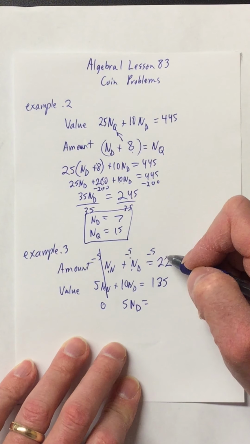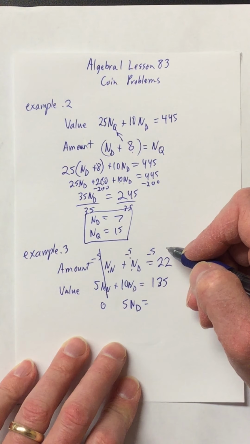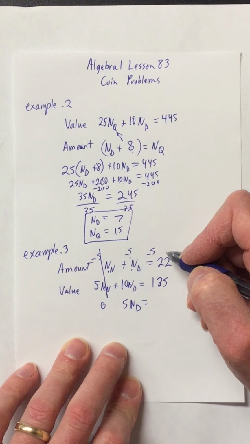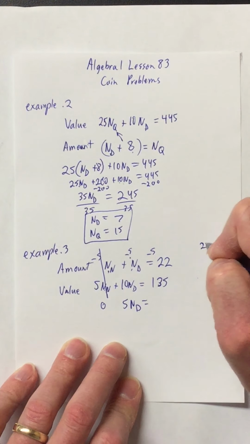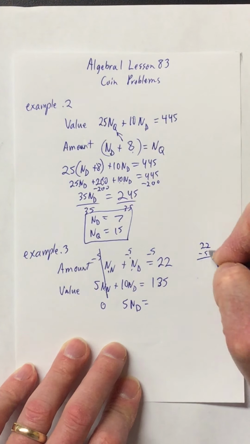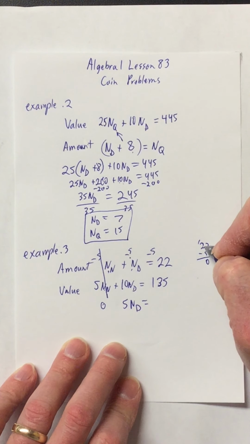times 22, I am, well, let's do that math. 22 and 5, oh, I haven't done this type of math for a long time. We get 11.